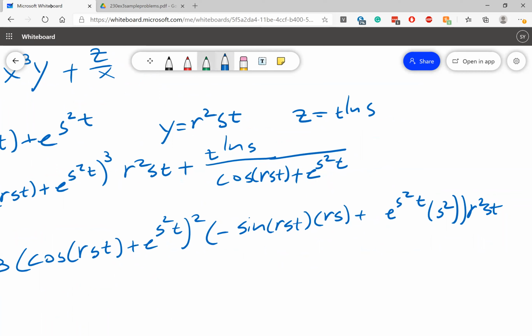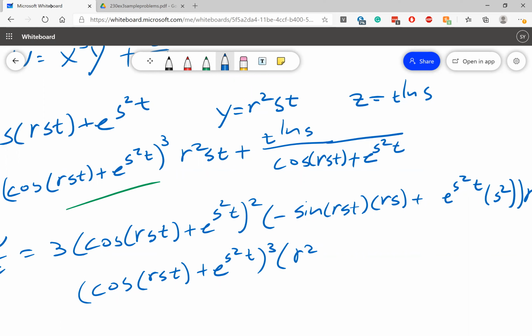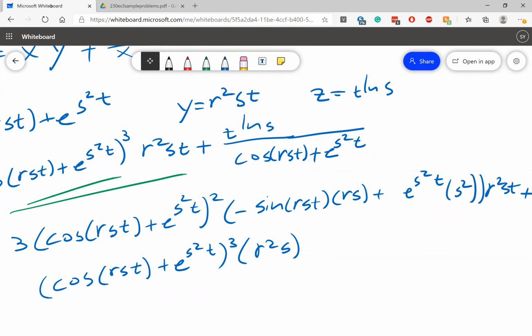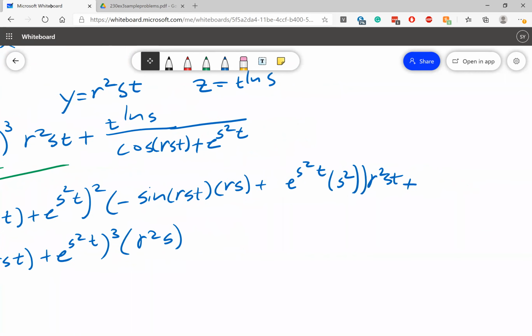That was this part of the product rule, with the chain rules, plus, and now we're just going to copy the first part, cosine(RST + e^(S²T³)) and R squared S. Okay, then. So now we finish this part. Now the second part, we need a quotient rule, but again some chain rules. So let's continue.